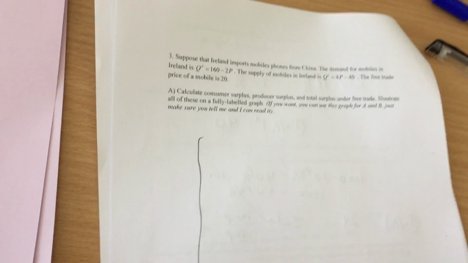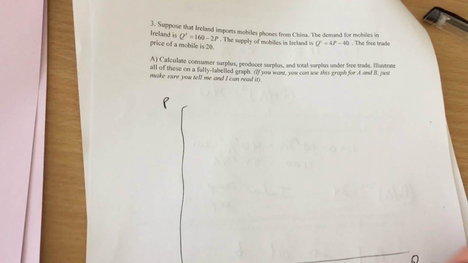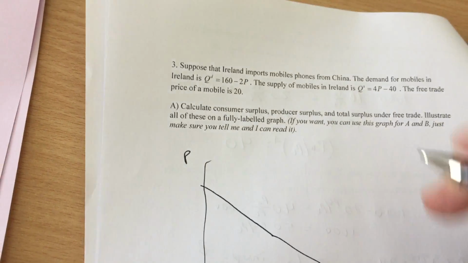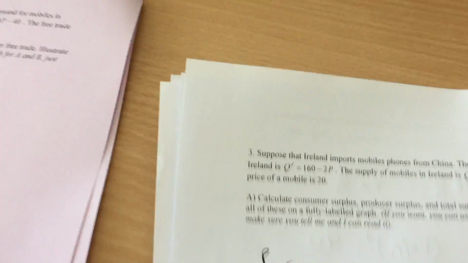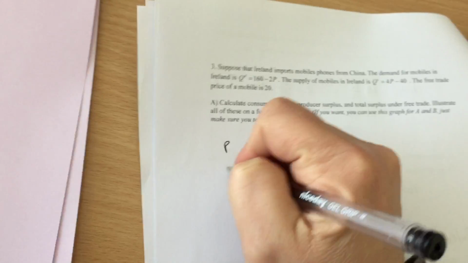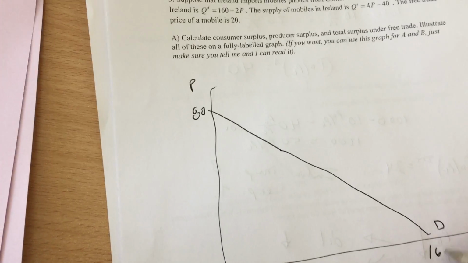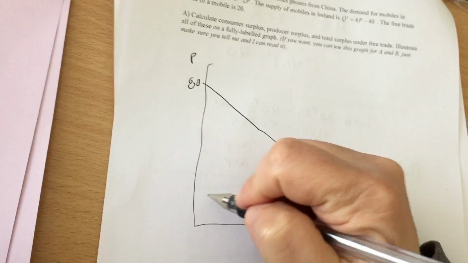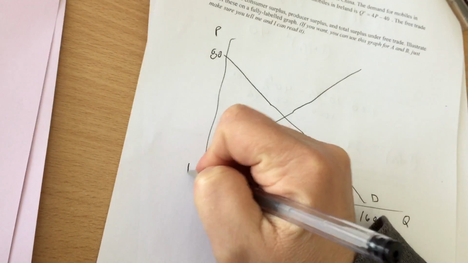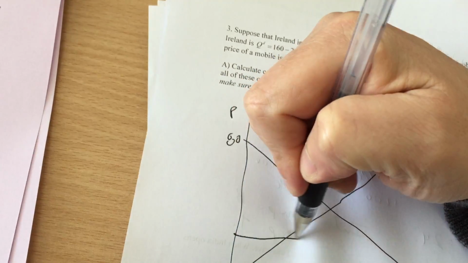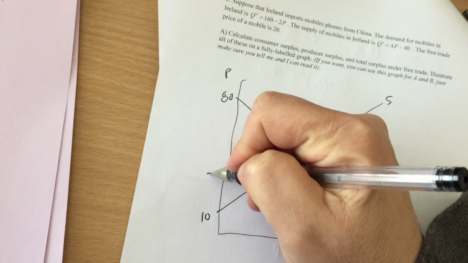Calculate everything. All right. So as always, start off drawing your price and quantity. Make sure you know what's supposed to be on your axes. There's our demand curve. So quantity demanded when the price is 80 is 0. Quantity demanded is 160 when the price is 0. So supply, when the price is 10, you make 0. So there's supply, there's demand. We start off at a free trade price of 20.